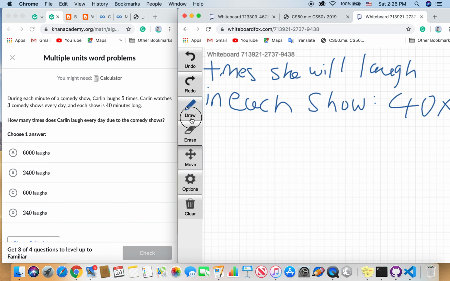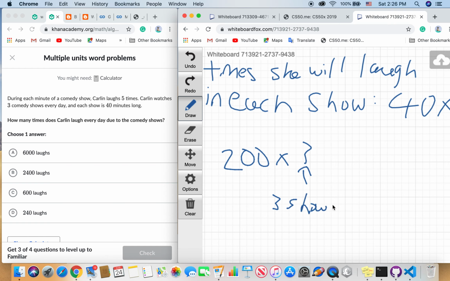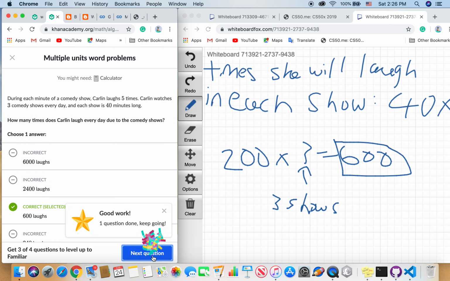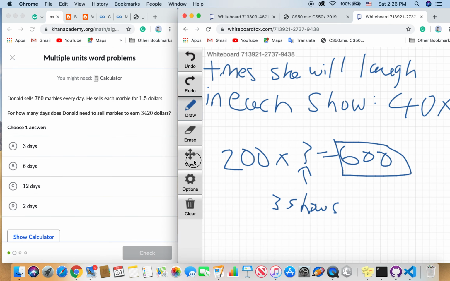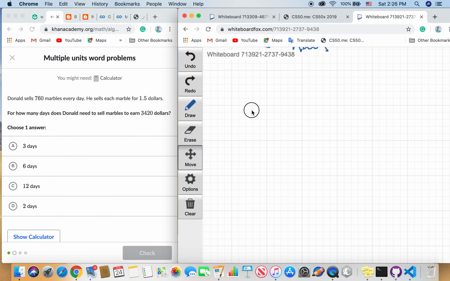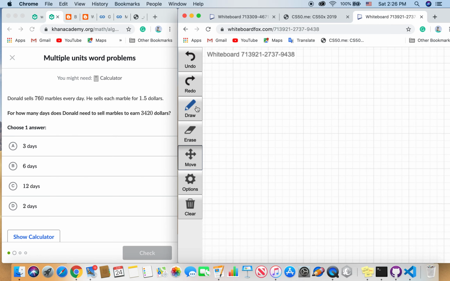Okay, now we're gonna multiply 200 by 3, since there are 3 shows each day. Which means Carlin will laugh 600 times total. He is so very happy, like the happiest kid or guy or girl in the world.